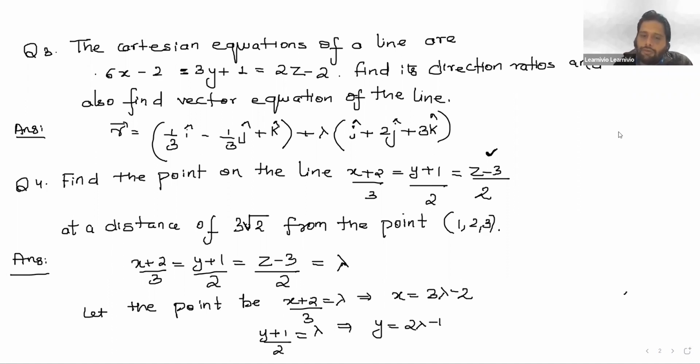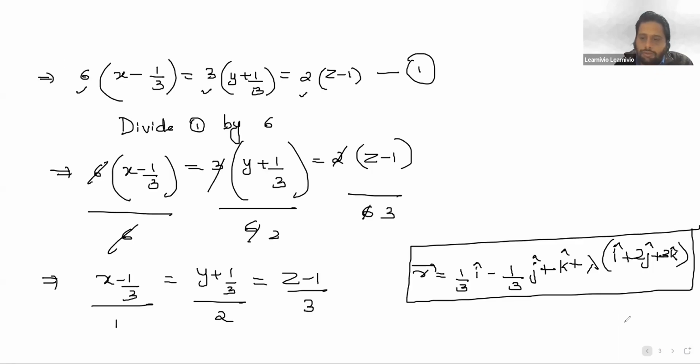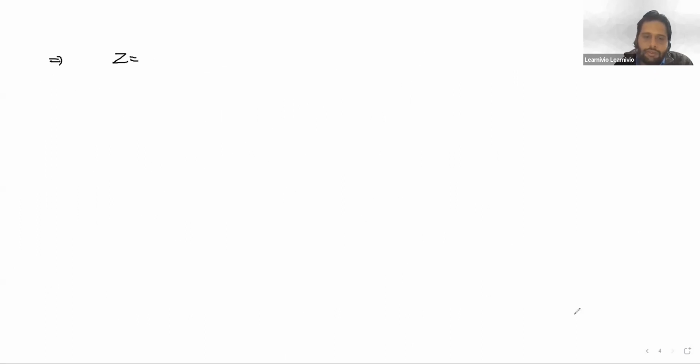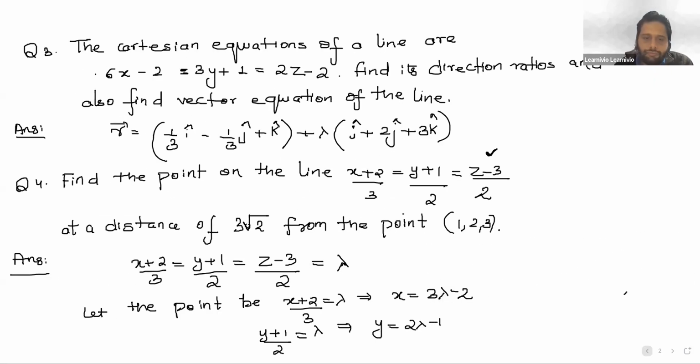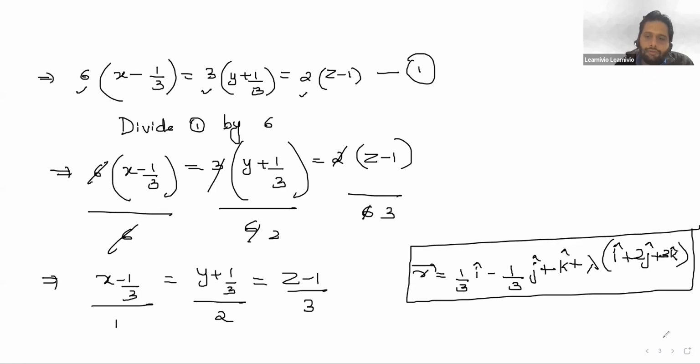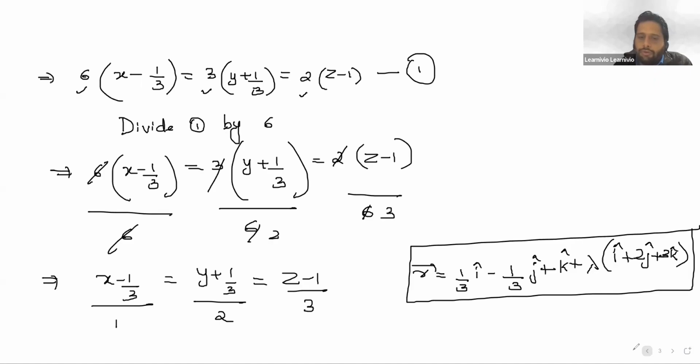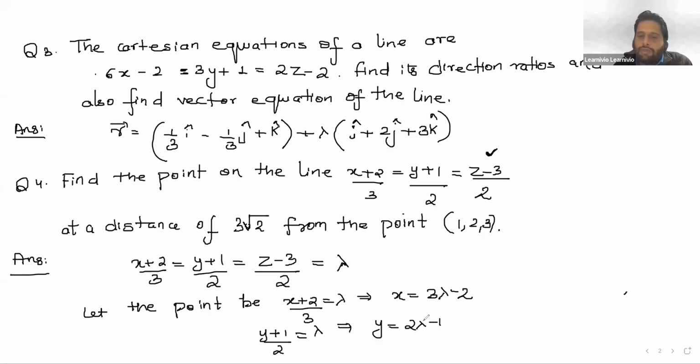Similarly, (z minus 3) by 2 is equal to lambda, so z is equal to 2 lambda plus 3. So you get this point: 3 lambda minus 2, 2 lambda minus 1, 2 lambda plus 3.